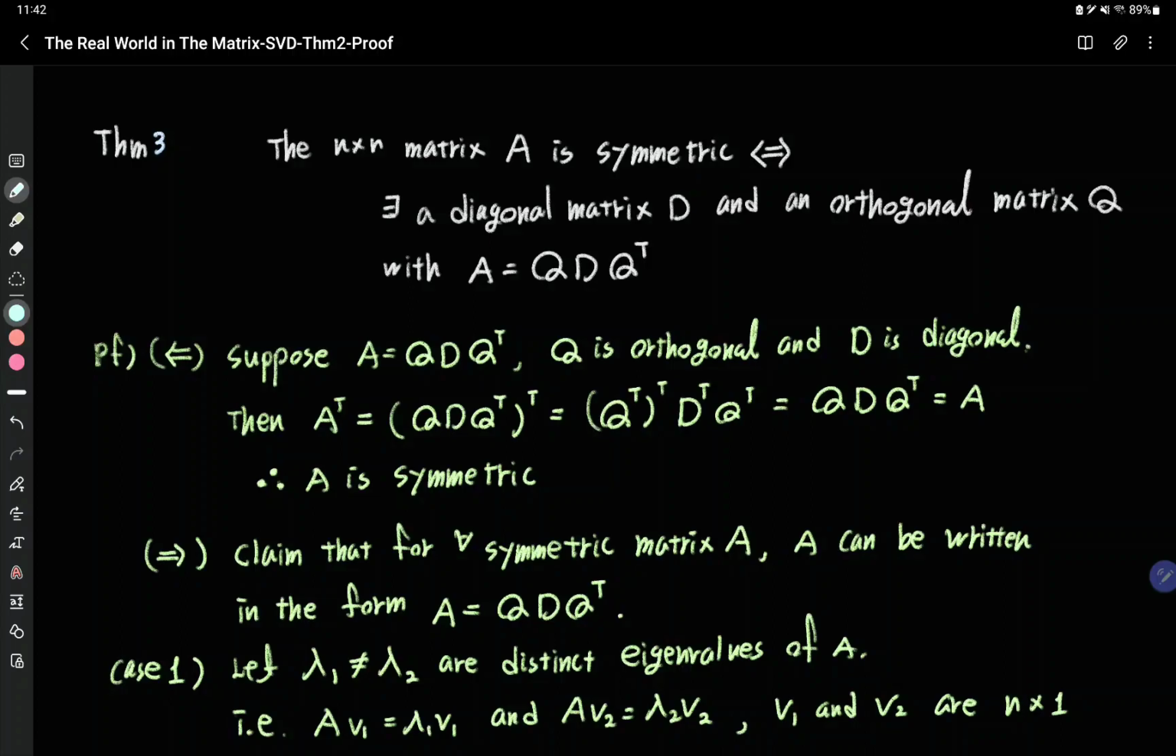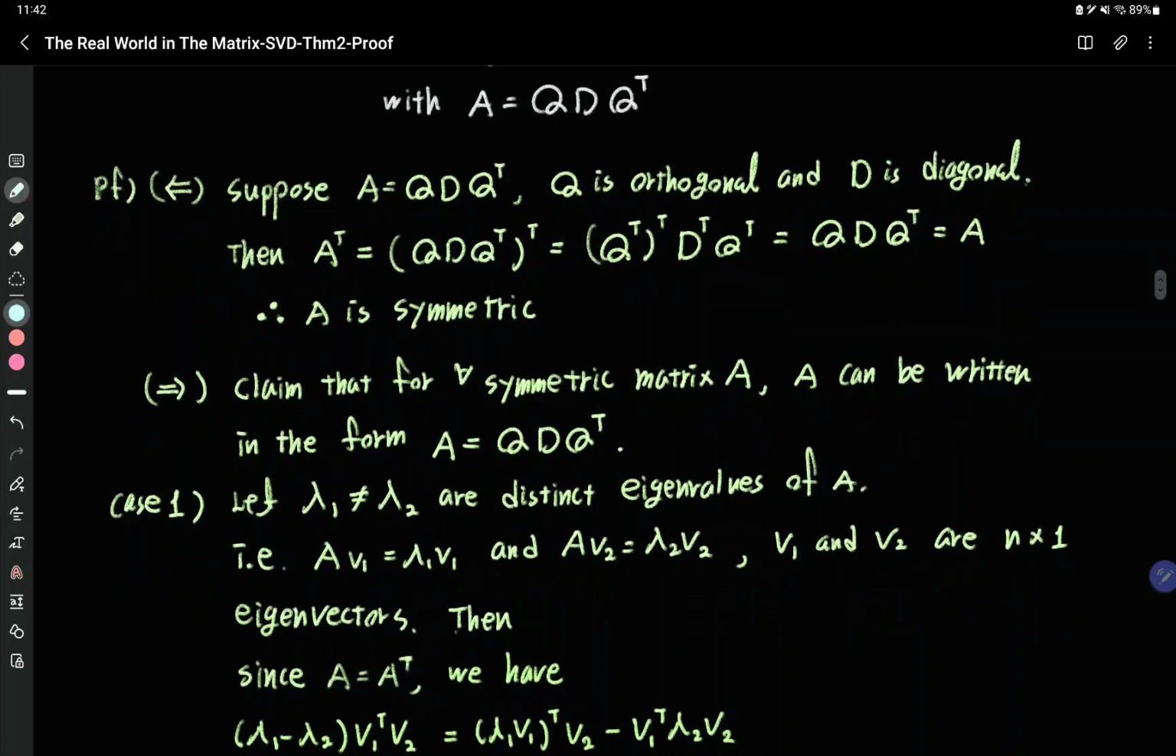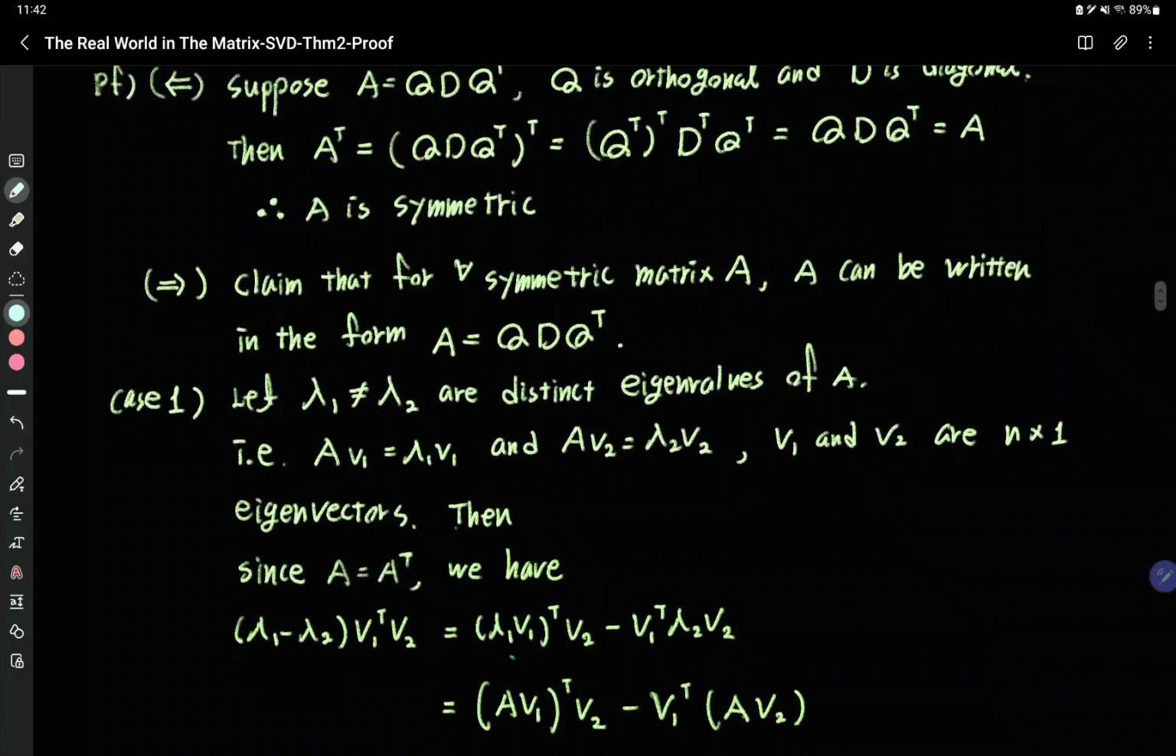The next implication: let's say A is symmetric. We need to prove that this implies there exist a diagonal matrix D and an orthogonal matrix Q such that A is QDQ transpose. So we're going to claim that for any symmetric matrix A, A can be written in the form A equals QDQ transpose.